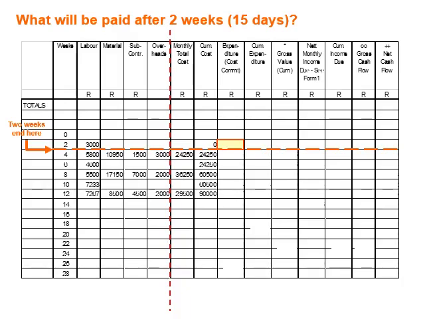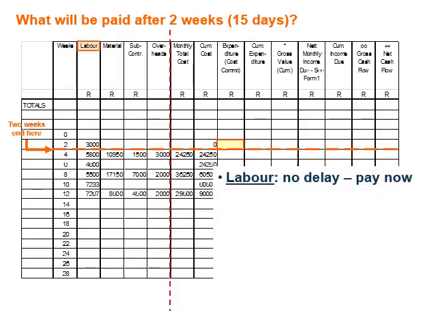So, to answer the question, what will be paid, let us start with labor. From the example brief, we know that labor has no delay. We can thus mark the block above the line that indicates 3,000 Rand for labor. Next, let us consider material. From the brief, we know that we shall only pay for materials 30 days after the month end.